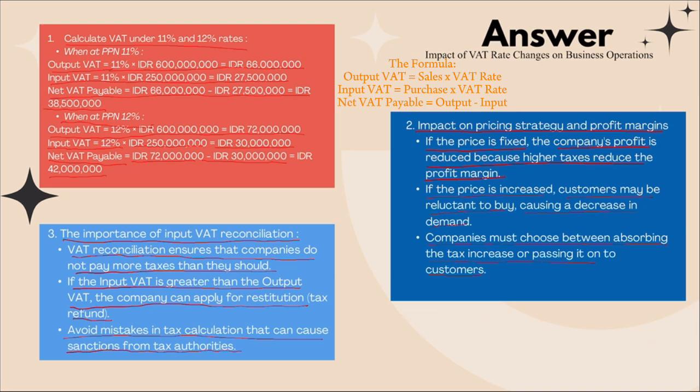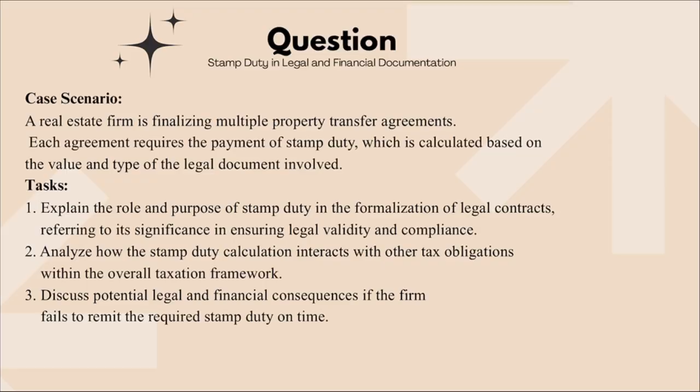And now we go to question number 4, the scenario about stamp duty in legal and financial documents. A real estate firm is finalizing multiple property transfer agreements. Each agreement requires the payment of stamp duty, which is calculated based on the value and type of the legal document involved. So there are 3 tasks, and the first task is explain the role and purpose of stamp duty in the formalization of legal contracts, referring to its significance in ensuring legal validity and compliance.